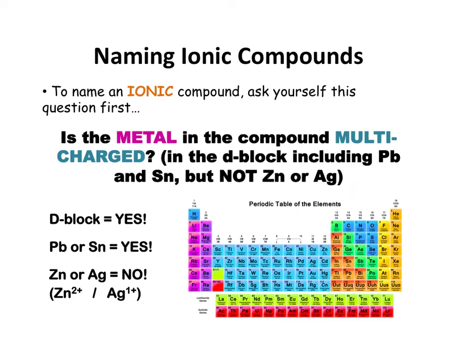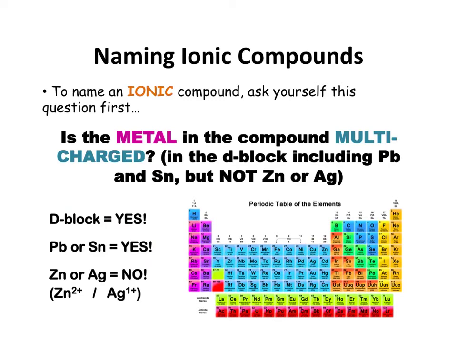Well, what do we mean by multi-charged? Well, that means it has more than one charge, and we don't know what that charge could be. So if the metal is in the middle here, in the D block, then the answer to that question is yes, it is multi-charged, and you'd have to follow the steps that I'll show you on the next slide. Also, if that metal is lead, Pb, or tin, Sn, then the answer is also yes, because these elements act like the multi-charged metals of the D block.